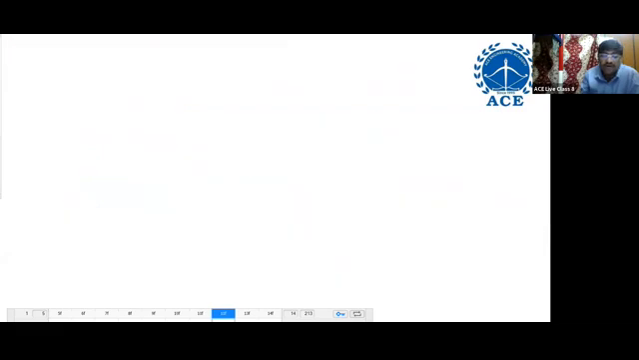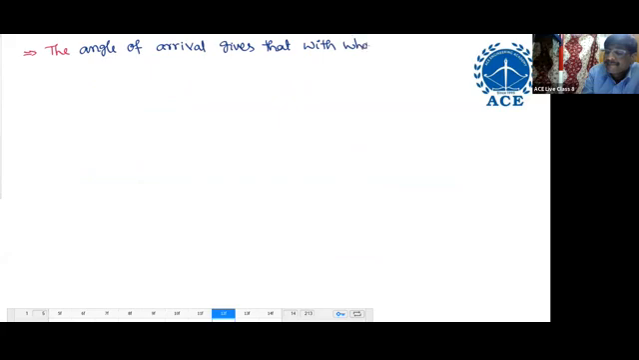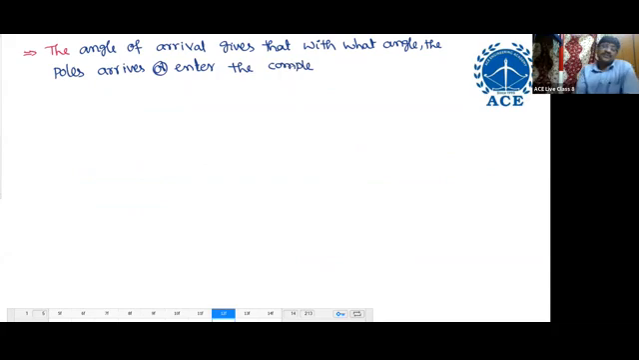Next, angle of arrival. The angle of arrival gives that with what angle the pole arrives at or enters the complex zero.